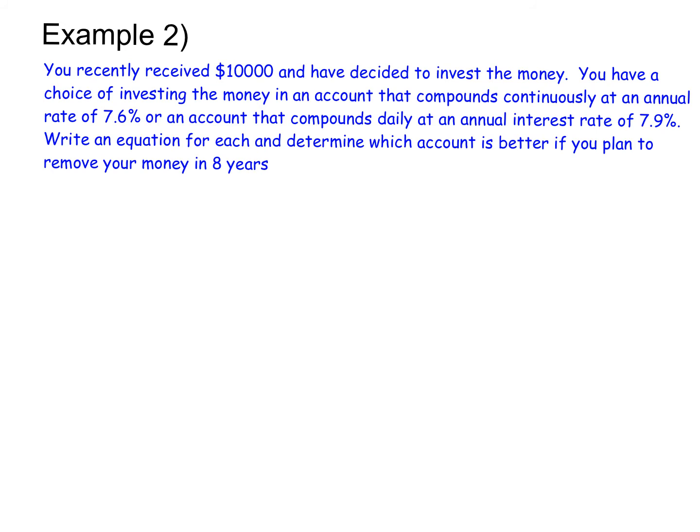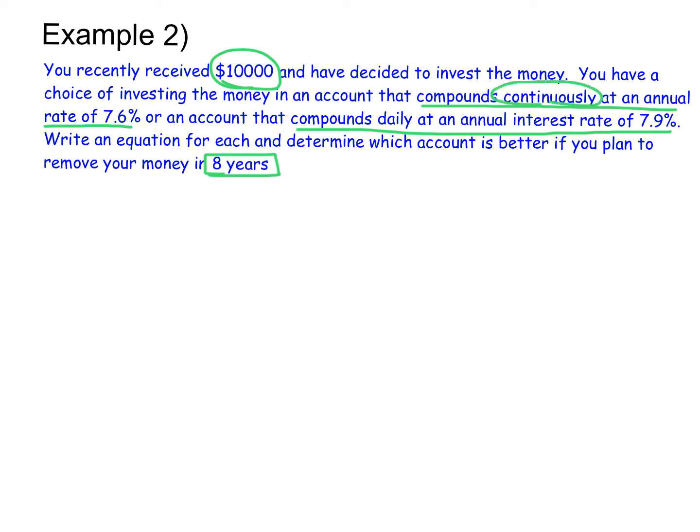So let's look at example 2 here. It says you recently received $10,000 and have decided to invest the money. You have a choice of investing the money in an account that compounds continuously at an annual rate of 7.6%, or an account that compounds daily at an annual rate of 7.9%. Write an equation for each and determine which account is better if you plan to remove your money in 8 years. So let's start with situation 1.